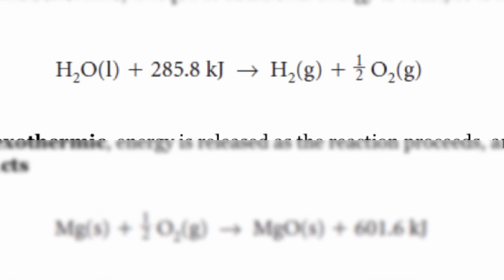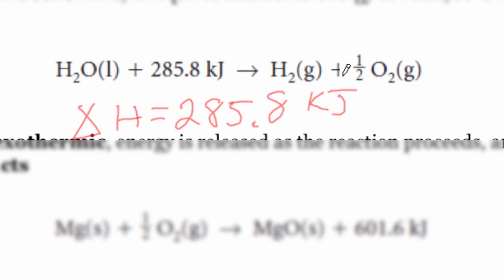All right, here's one more example. This has got 285.8 kilojoules on the left-hand side. So if it's on the left-hand side, what do we do? Well, does that mean it's endothermic or exothermic? Well, if it's on the left-hand side, that means heat is a reactant. Energy is being absorbed. So if heat is a reactant, what is our delta H going to be? Our delta H is going to be positive, because heat is a reactant, 285.8 kilojoules. It was just that simple, because from the equation we know heat is a reactant.